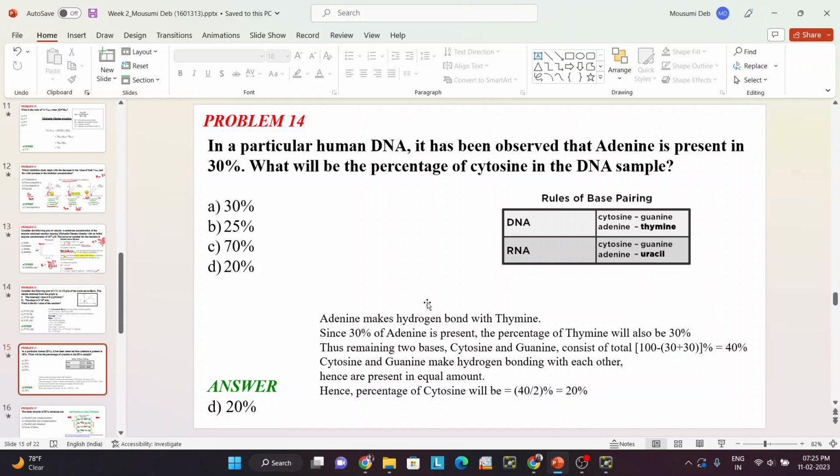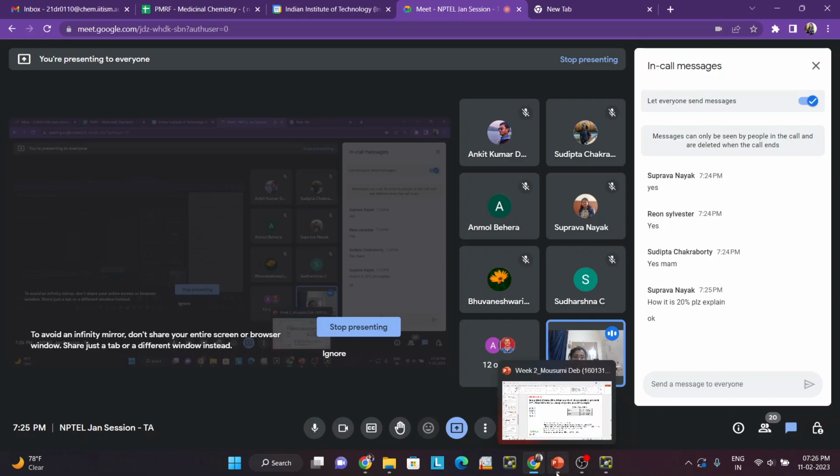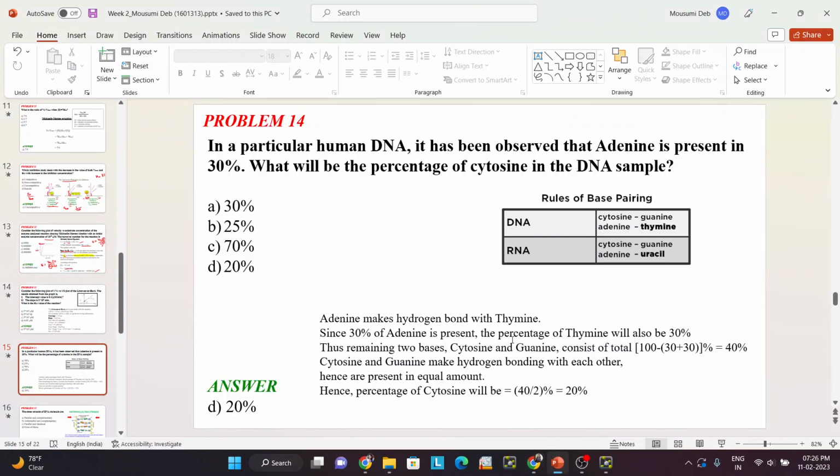So this was a relatively easy question. Do you guys understand? I explained how it is 20%. Since 30% adenine is pairing with thymine, if 30% of adenine is present, the thymine percentage will also be 30%, meaning adenine and thymine altogether will make 60%. Now what is the remaining percentage? It will be 40%, which will be equally divided between the cytosine and the guanine. The question asked what is the percentage of the cytosine in the DNA sample? So it will be 20%.